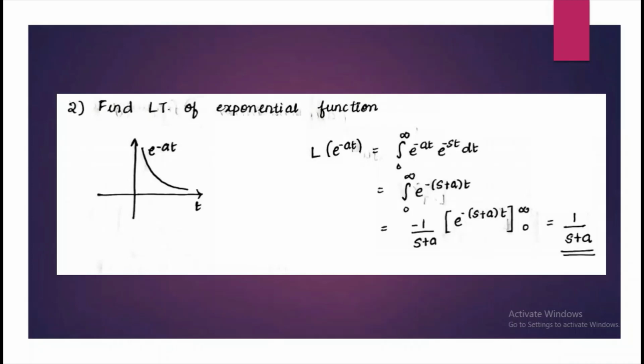Next, let us find the Laplace transform of an exponential function. So, the exponential function considered here is that of a decaying function and let us substitute e^(-at) instead of f(t) in the definition of Laplace transform. We can add minus at and minus st, and after integrating and applying the limits, we will get 1 by s plus a.